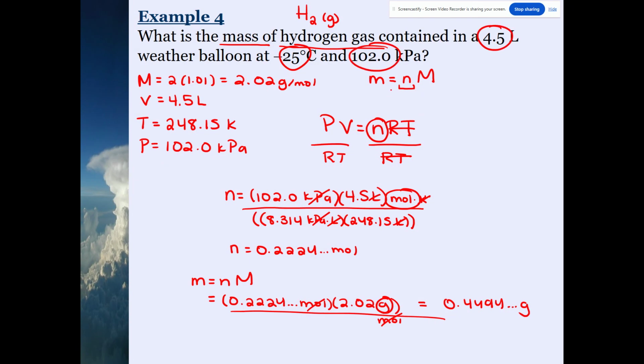Now, sig digs, there's 2, 2, 4. The lowest is 2. Remember, leading zeros don't count. So these are the 2 digits we're keeping. We're cutting off a 9, so it is going to round that last digit we keep up. So it's going to be 0.45 grams. Okay? And that is it for the ideal gas law. Thank you for watching this video.